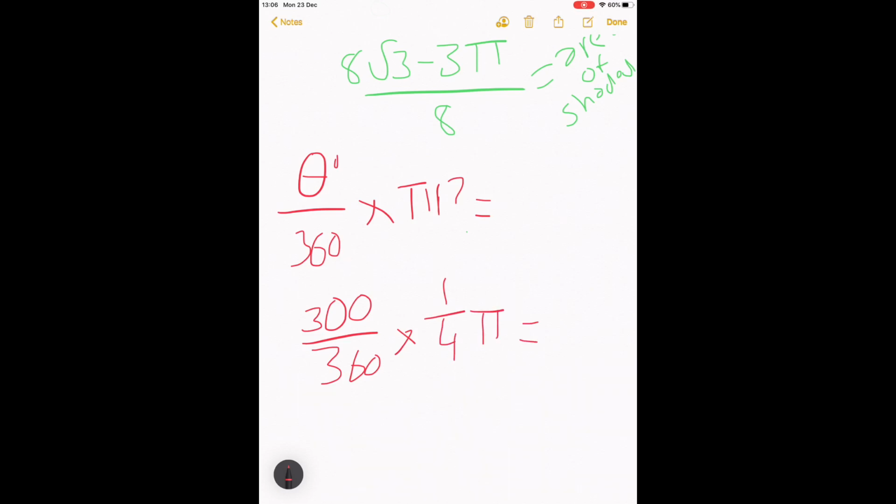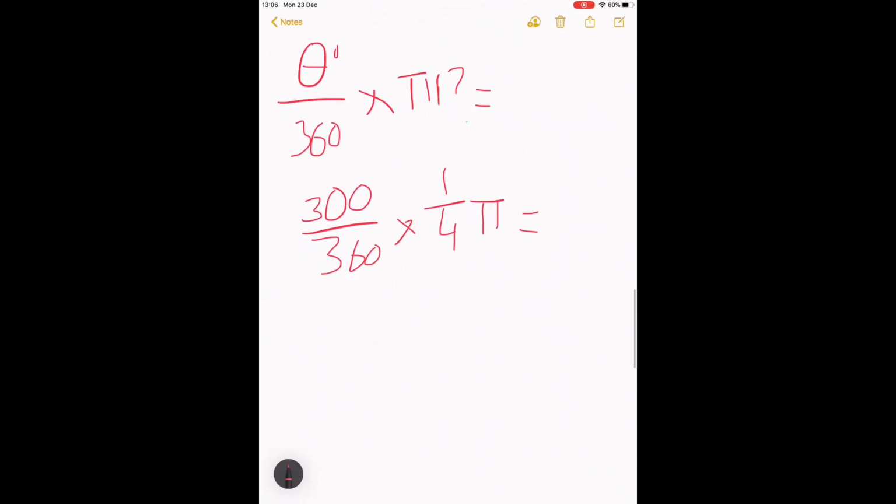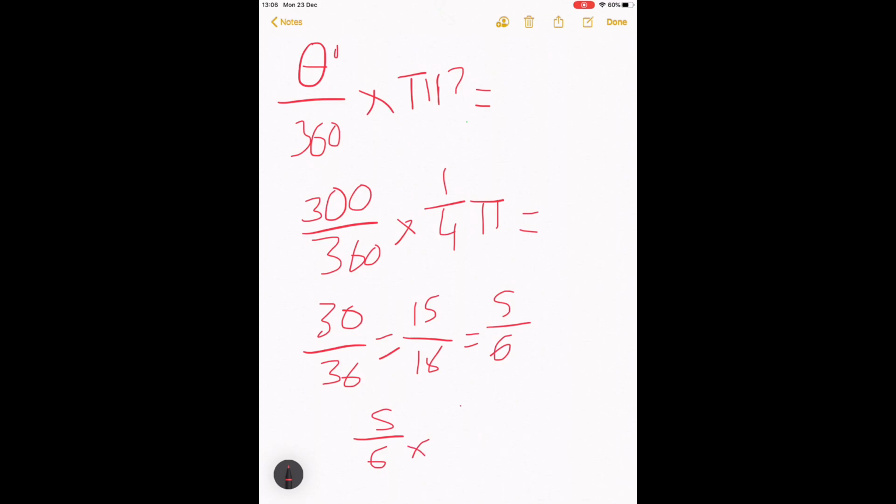To simplify it further without using a calculator, we have 30 over 36, dividing both by 10, and then simplifying further to get 15 over 18, and then further to get 5 over 6, but you can't simplify it any further. So you basically have 5 over 6 times a quarter pi, and then you can just multiply it across, and then you have 5 over 24 pi.